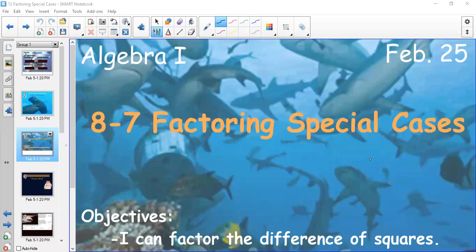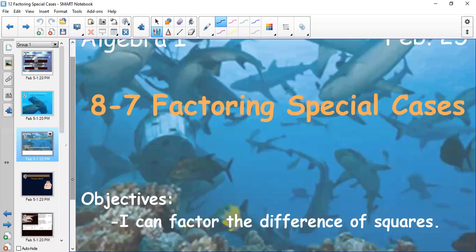All right, hello everyone, and welcome to today's lesson, which is on factoring special cases. When I say factoring special cases, I am talking about the difference of squares. You guys are used to factoring trinomials. This will be a binomial. So we can only factor certain binomials with this method, and we'll talk about what this looks like and how to factor it.